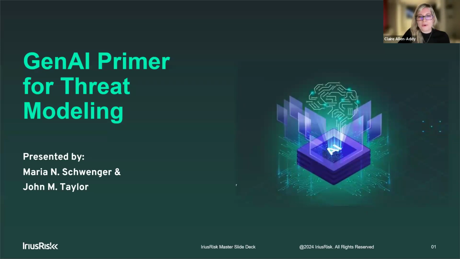Okay, welcome everyone. Today we are delving into a very thought-provoking topic of generative AI and threat modeling, exploring the use cases for Gen AI in cybersecurity, DevSecOps, and more.